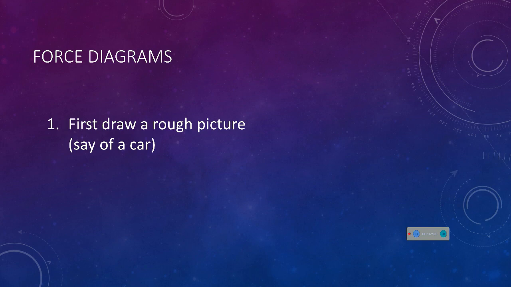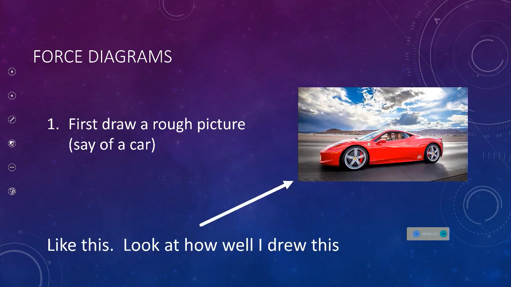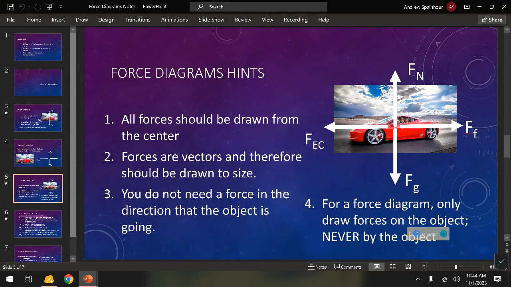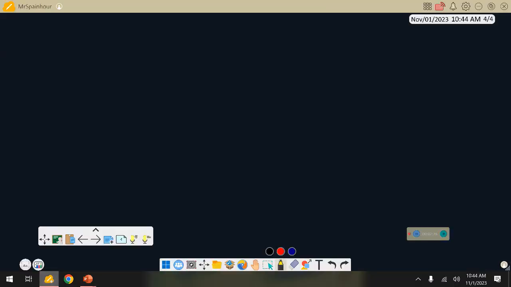So here's my picture of a car. Look how pretty it is. If you don't know how to draw that pretty of a picture of a car, I'll do the basics for you real quick. Let's pull it up. Here's how you draw that pretty of a picture of a car. You start off with the basics, and then you just add detail. That's all it is. It's not that hard.